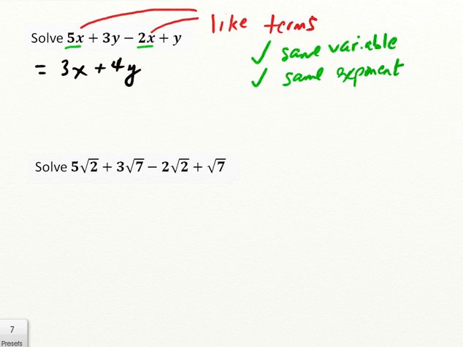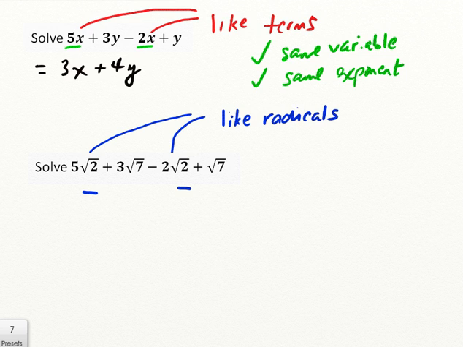Well, let's consider this question. If we were asked to solve 5 root 2 plus 3 root 7 minus 2 root 2 plus root 7, look at the similarity between this question and the original one involving the x's and y's. You can see that if I take this term and this term, these have the exact same term within the radical signs, that is, the 2. Now, how does that help? Well, we're going to consider these not to be like terms, but like radicals.